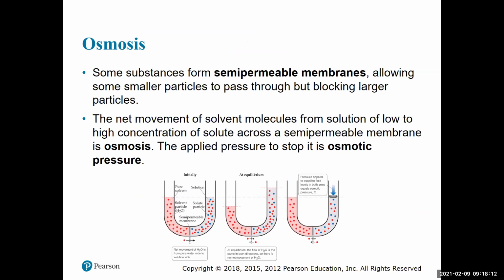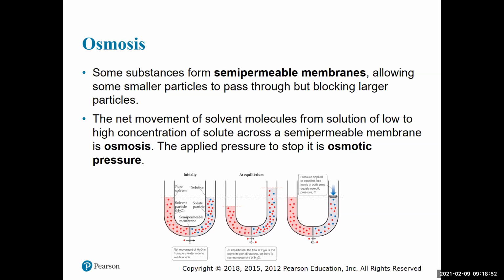Okay, let's talk about osmosis a little bit. There are some things that form semi-permeable membranes. What that means is that small molecules can pass through the membrane and bigger ones that physically can't fit through there can't go. They're just stuck. Think of it as kind of like a fence. There are some holes in the fence, and if you're small enough, you can get through. If you're not small enough, you can't get through. That's what we're talking about in essence with semi-permeable membranes.